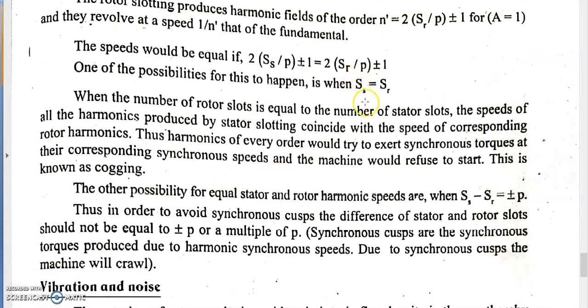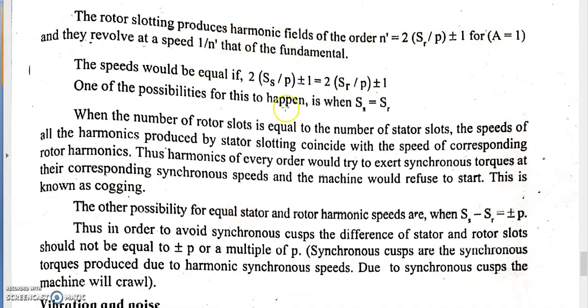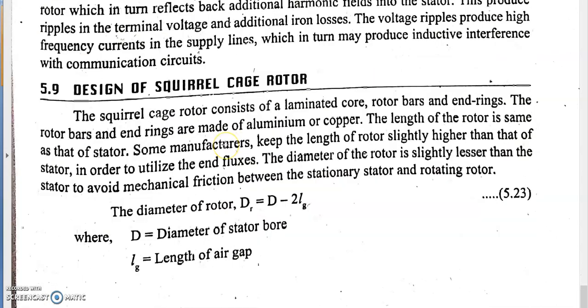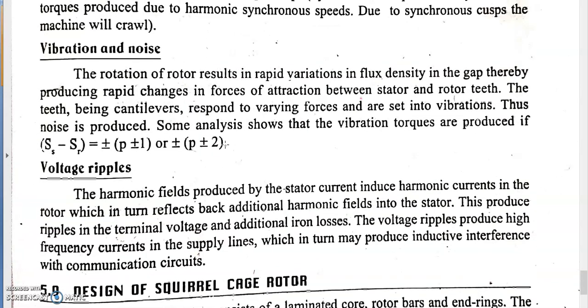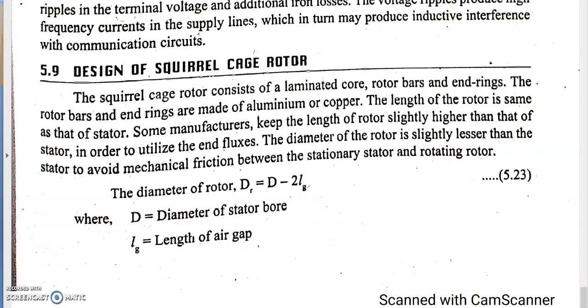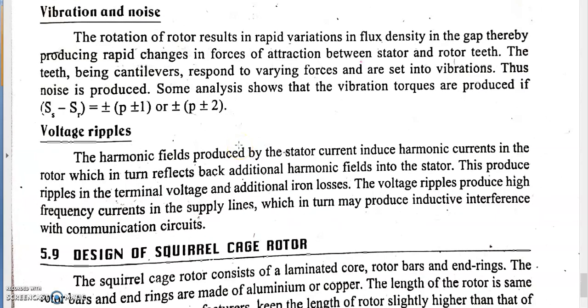So to avoid the synchronous torque due to harmonics, the difference between stator and rotor slots should not be equal to plus or minus P. And to avoid vibration, it should not be equal to plus or minus P plus or minus 2. So these are the conditions. Based upon these conditions, the squirrel cage induction motor rotor will be designed. These conditions will finally be applied while designing the induction motor rotor slots. The design of the squirrel cage rotor will be discussed in the next class. Thank you.